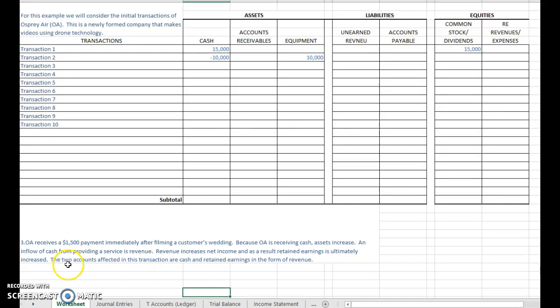OA receives a $1,500 payment immediately after filming a customer's wedding. Because OA is receiving cash, assets increase. An inflow of cash from providing a service is revenue. Revenue increases net income, and as a result, retained earnings is ultimately increased. The two accounts affected in this transaction are cash and retained earnings in the form of revenue.